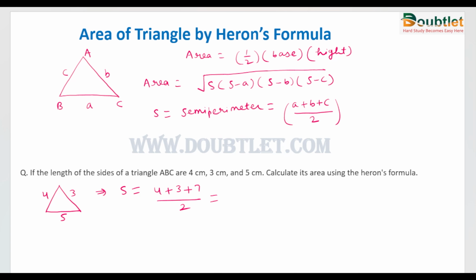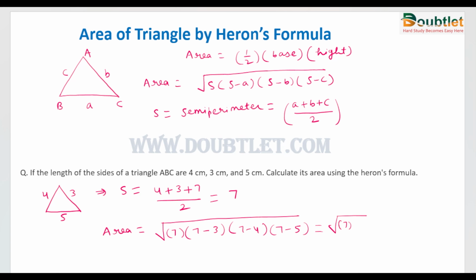So it is basically 4 plus 3 is 7, 7 plus 5 is 12, divided by 2, so it is 6. So now if we need to find the area, we will use the above formula. So we will replace the values: 6 minus 3, 6 minus 4 and 6 minus 5. And we have to take the square root of this. So if we will take the square root, so we will get 6 multiply by 3 multiply by 2 multiply by 1.